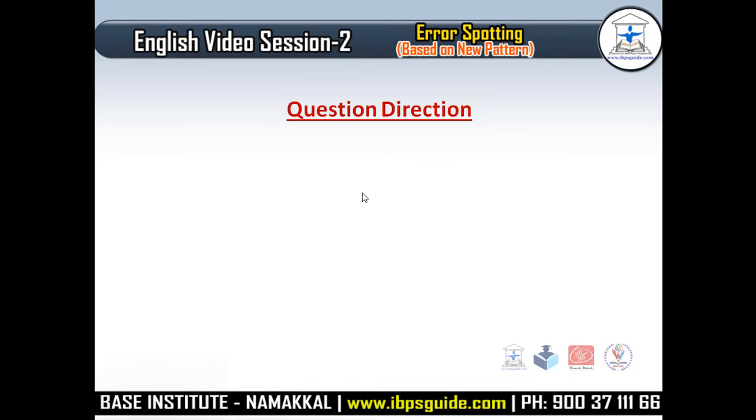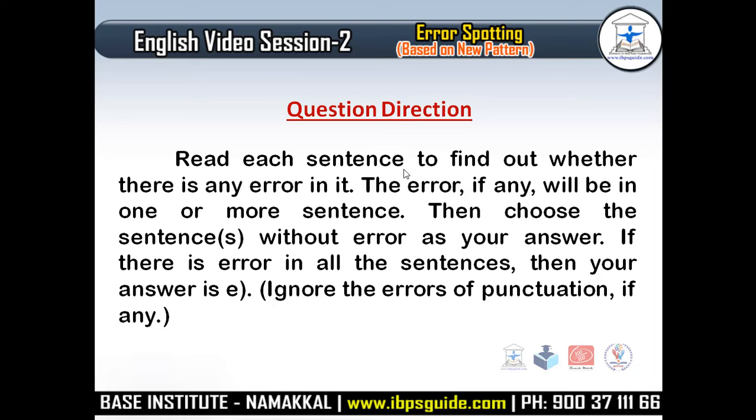The question directions will be like this. Read each sentence to find out whether there is any error in it. The error, if any, will be in one or more sentences, then choose the sentences without error as your answer. If the error is in all the sentences, then choose the option E. Ignore the errors of punctuation if any.